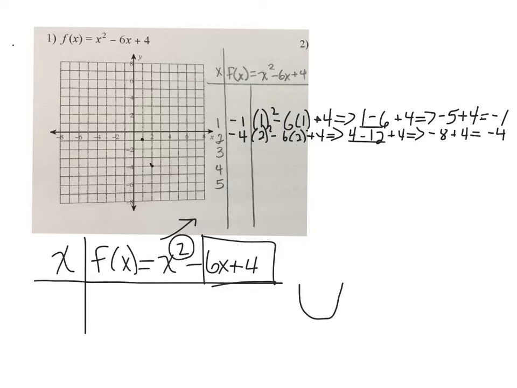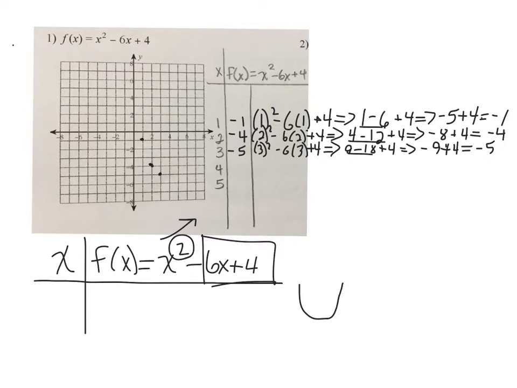Then I'm going to plug 3 in. 3 squared minus 6 times 3 plus 4. Again, you're going to just work it out. 3 squared is 9, minus 6 times 3 is 18, plus 4. Show your work here. 9 minus 18 is negative 9, and negative 9 plus 4 is negative 5. So when x is 3, my y value is negative 5. I'm going to go plot that point, over 3, down 5. Then I'm going to plug 4 in.